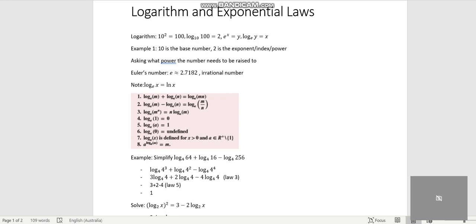Okay, so let's go through an example here. Simplify log 4 of 64 plus log 4 of 16 minus log 4 of 256.